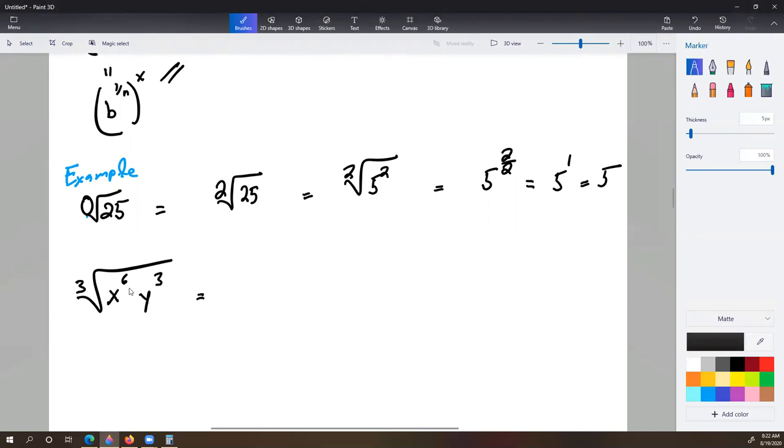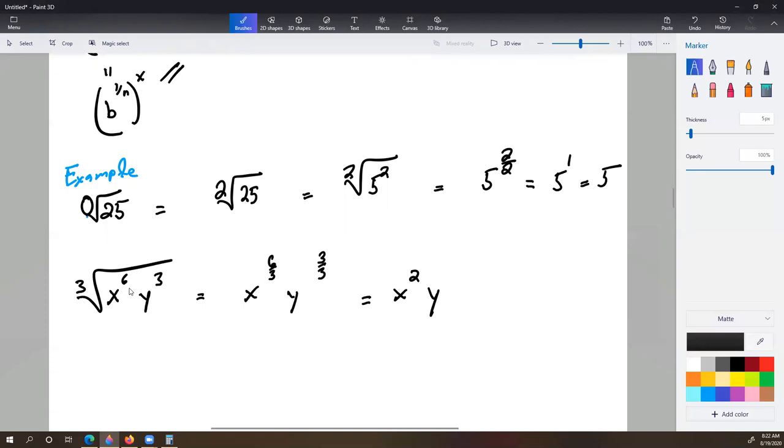You're going to go ahead and distribute it. We're going to get x to the 6 divided by 3 and y to the 3 divided by 3. And then 6 divided by 3 is 2, so we're going to get x squared, x to the second power. Then we're going to get y to the 3 divided by 3, so y to the first power. Most people are just going to write that as just y, good old y.